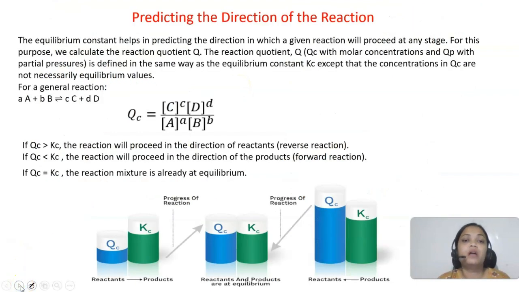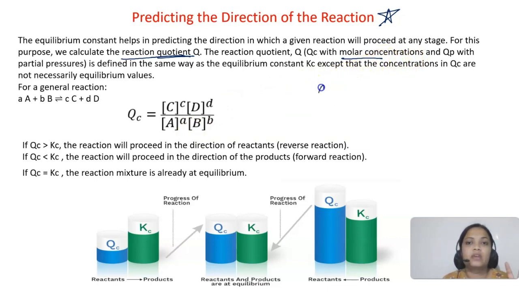Okay. Now, predicting the direction of reaction. Now, this is very important. This comes in the exam also. Keep that in mind. So, equilibrium constant helps us to tell in which direction the reaction will proceed. Means, will it move in forward direction or will it move in backward direction? For this, we calculate reaction quotient Q. Now, what is this reaction quotient Q? Qc means if we are writing molar concentration. Qp means if we are writing partial pressure.